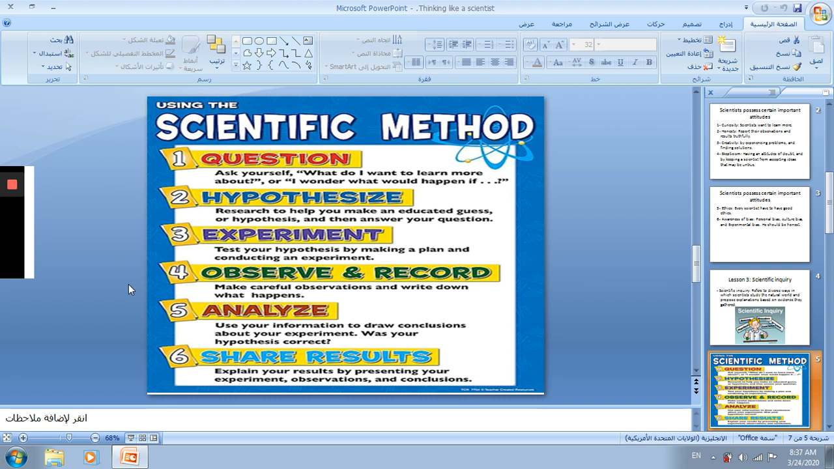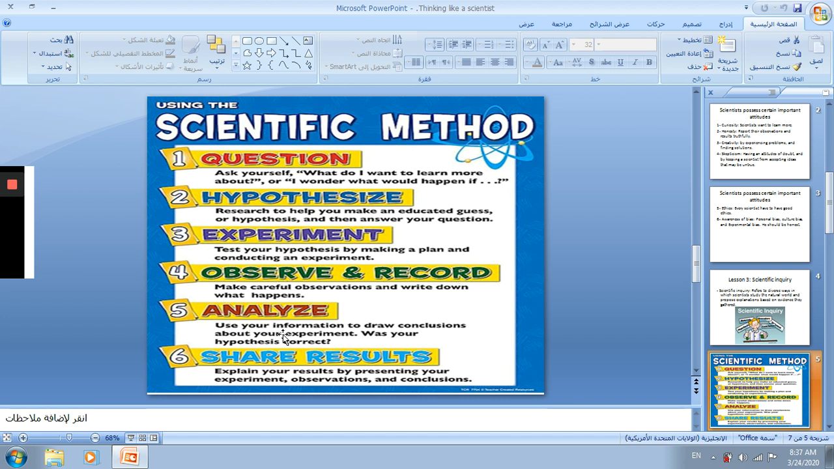Okay. So number 4, observe and record. After making the experiment, each scientist should observe what's happening, the process, and record the results. Make careful observation and write down what happens. Here, number 5, analyze. After observing and recording, each scientist should analyze his conclusions or his outcomes that come from observing and recording.